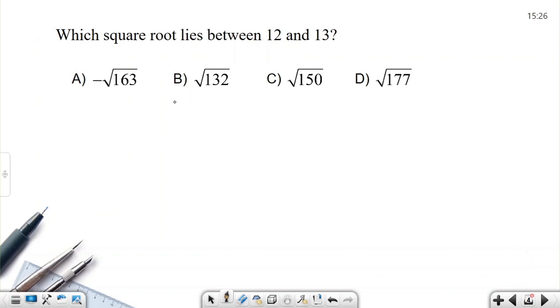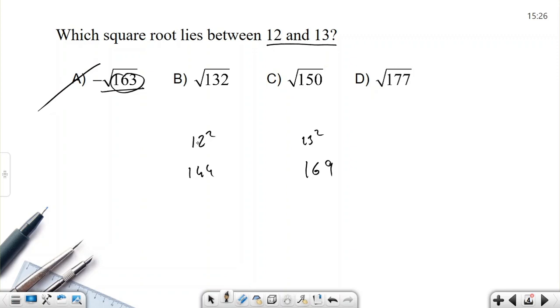Let's solve a multiple choice example. Which square root lies between 12 and 13? To understand that, let's calculate 12 squared and 13 squared. 144, 169. So this one is negative 163. As you see, 163 is between 144 and 169, but it's negative. These are positive numbers, so it cannot be the result.